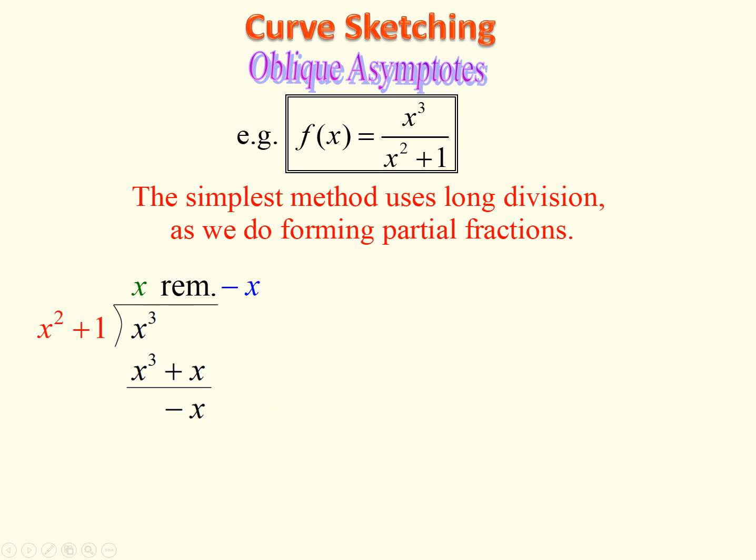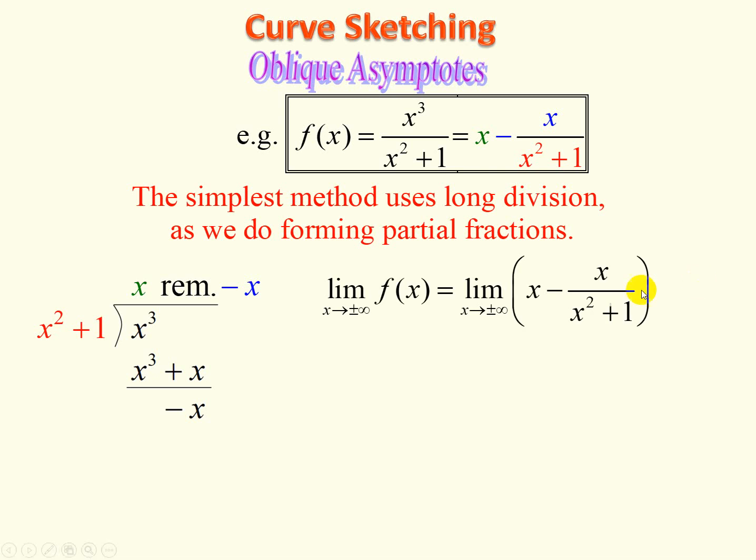So we can now write that function as x, because the whole number x, minus, and we've got to say, well, that's the remainder. It's still remaining to be divided. So therefore, x over x squared plus 1. And that's exactly what we did in partial fractions.